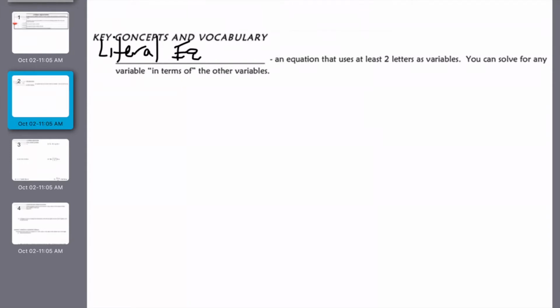I'm just going to abbreviate it. A literal equation is an equation that uses at least two letters as variables. You can solve for any variable in terms of the other variable. So literal equations are essentially, they give you an equation and you are trying to solve for a specific variable. Now it could be x, it could be y. They could give you other variables or other formulas and want you to solve for specific things. So let's go over a couple of examples.